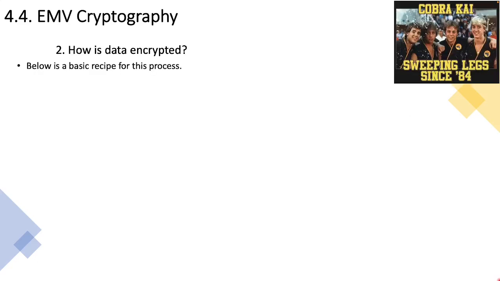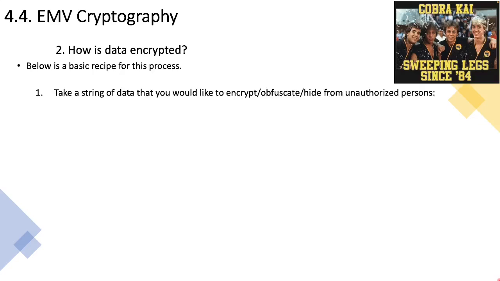Okay, so how is data encrypted? This slide will cover the basic recipe for this process. Firstly, we have a string of data that you would like to encrypt or obfuscate or hide or scramble, or prevent unauthorized persons from seeing. And in our case, we've got this phrase from a very popular movie from back in the 80s.